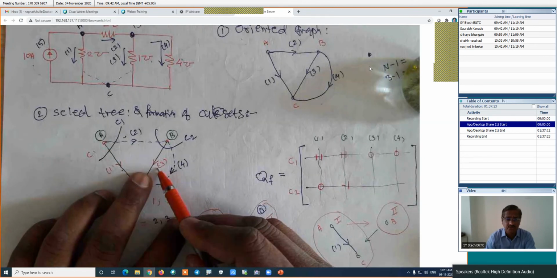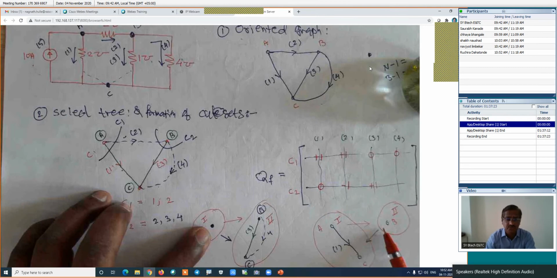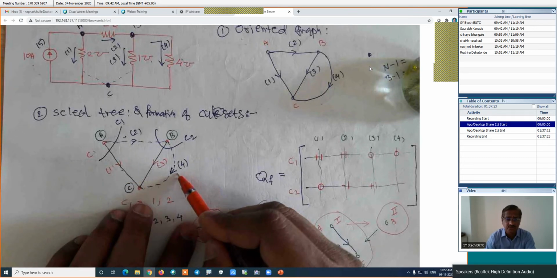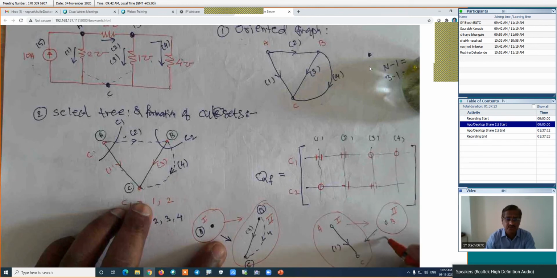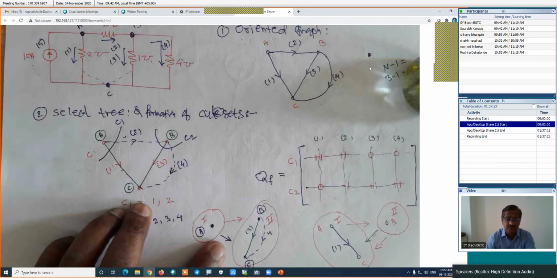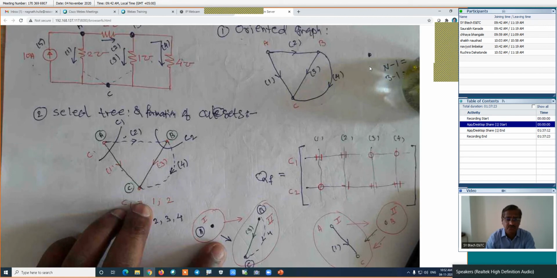For the branch number 3 itself is the tree branch. That's why its entry will be +1, because this is the direction which is from B to C, means part 2 to the part 1. That entry is +1 again. For the branch number 4, how is the direction? From B to C. Its direction is from B to C. This direction is same as this direction, which is the direction of this tree branch. That's why its entry is again +1. This is the preparation of fundamental cut set matrix. This is the fundamental cut set matrix.